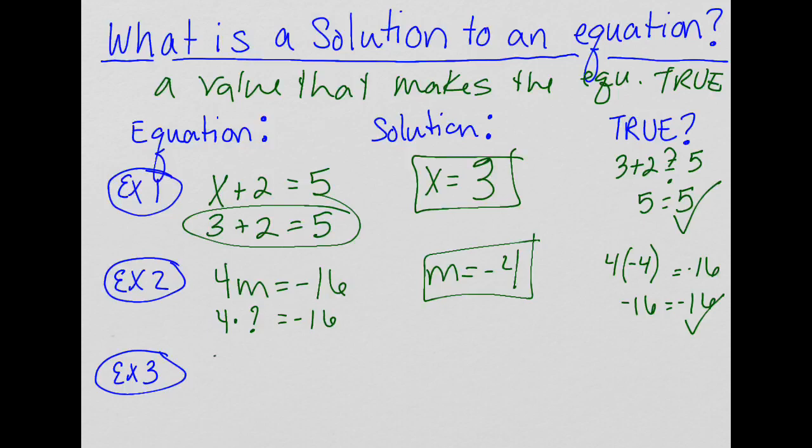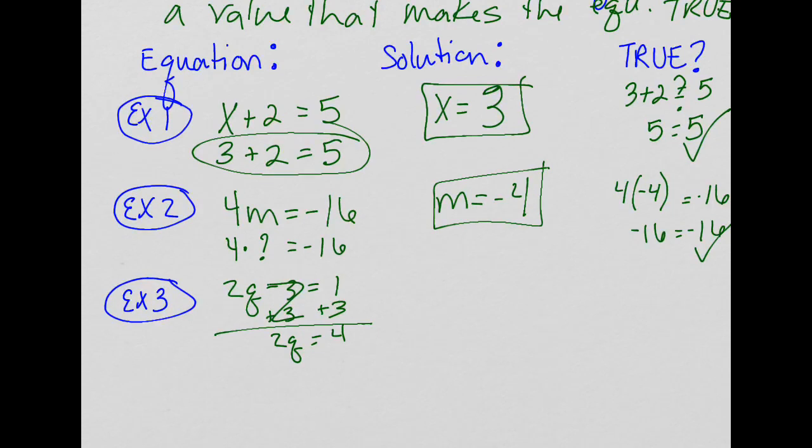Our last example, 2q minus 3 equals 1. This one may be a little bit harder to do in our head. So I'm going to use operations to go backwards. Negative 3, I'm going to add 3, because it's a zero pair. So I have 2q equals 1 plus 3, which is 4. Then I'm going to divide by 2. Q equals 4 divided by 2, which is 2.